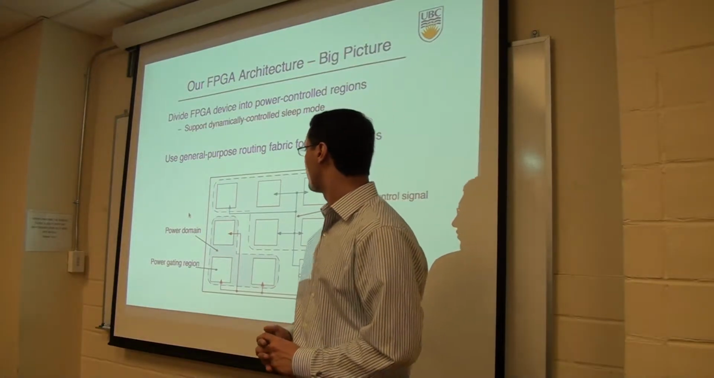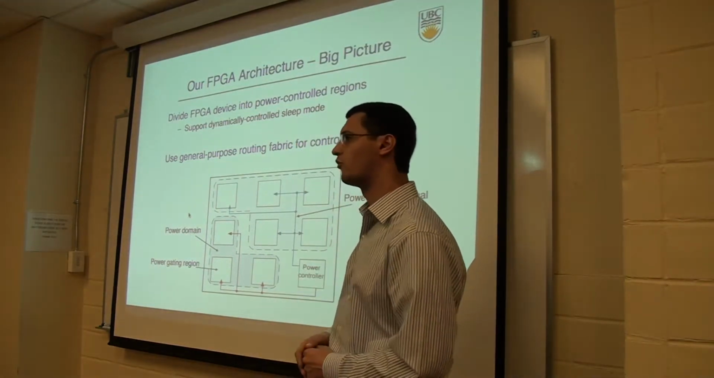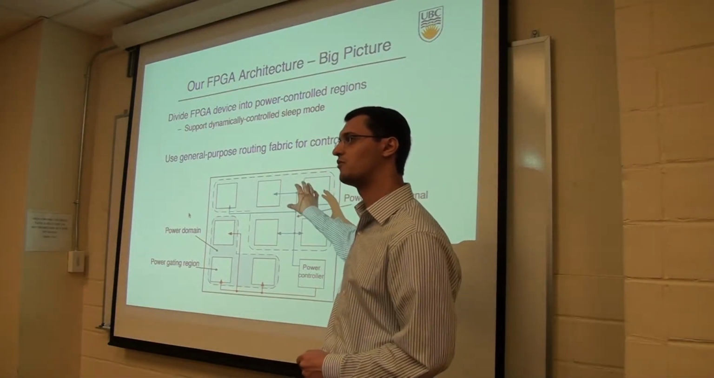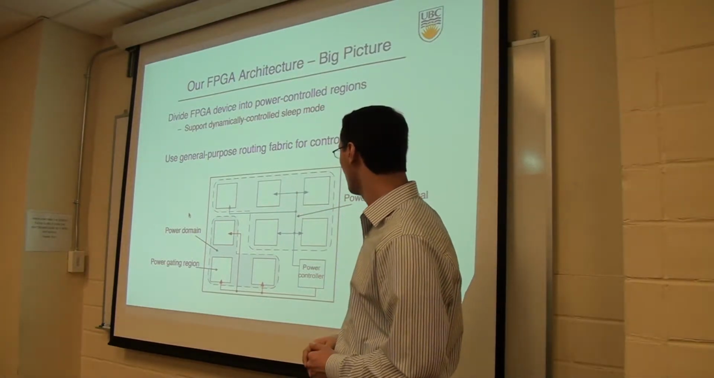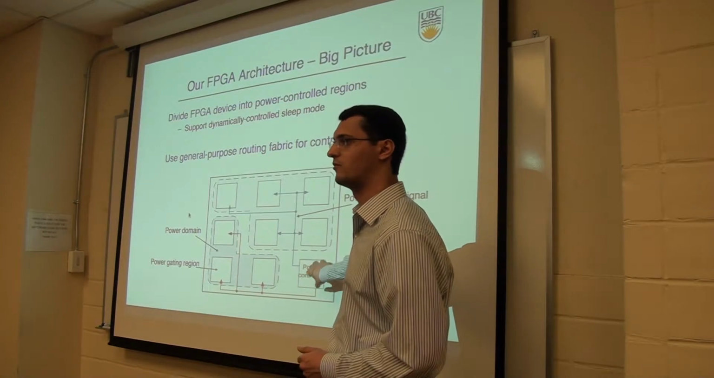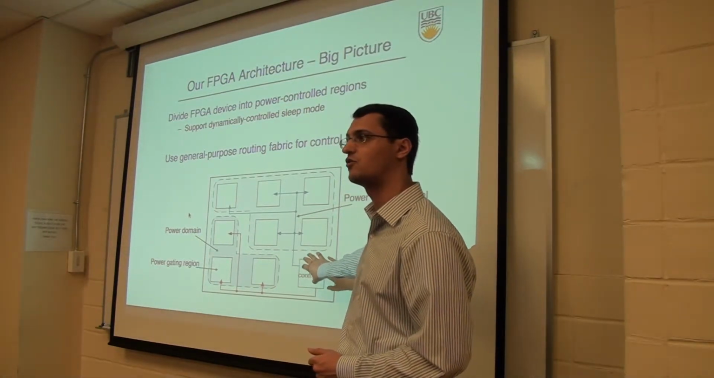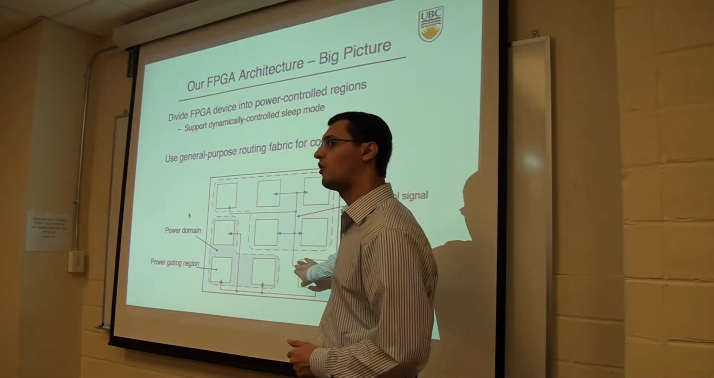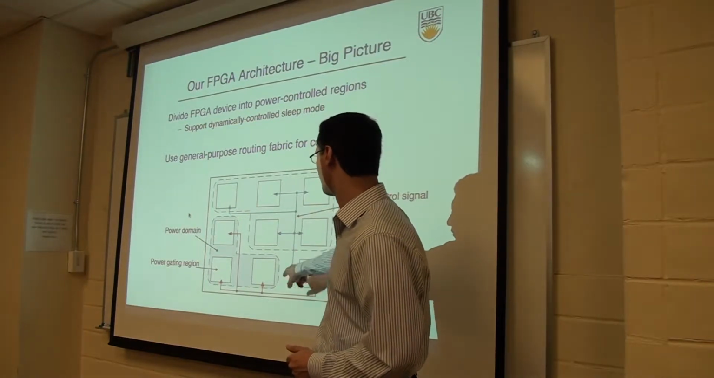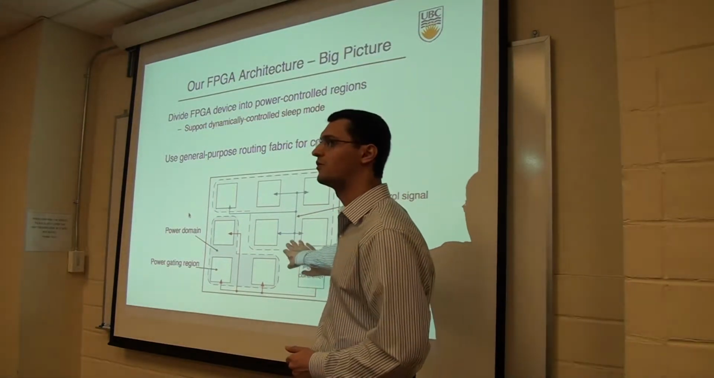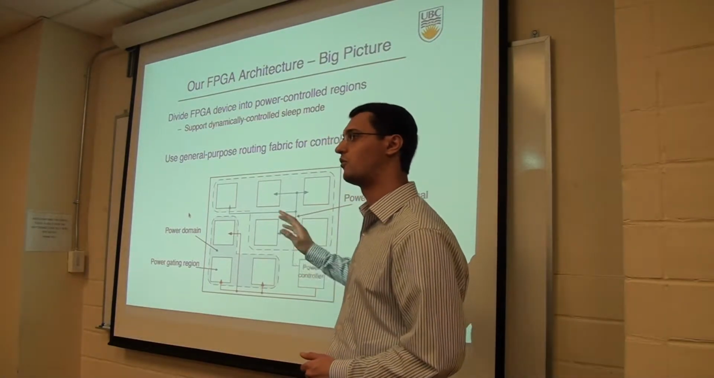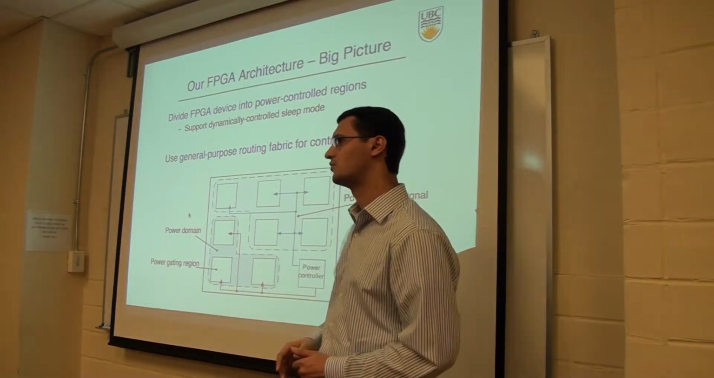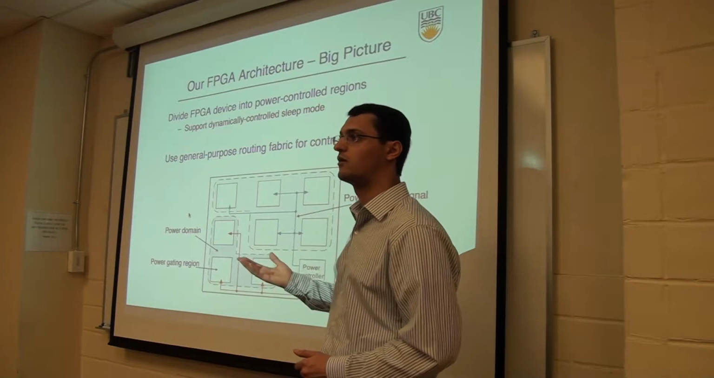So this shows the big picture for the architecture. Here is an FPGA with regions. So basically we divide the FPGA into regions. Each of these regions could be controlled in terms of power at runtime. And the control signal could come from on-chip, maybe from a power controller that's synthesized on the FPGA resources. And the control signals, shown here as blue and red lines, are routed on the routing resources of the FPGA. So basically, we don't want to change the routing architecture of the FPGA, so that we can route these control signals to these regions as if we would like to route any other signal.